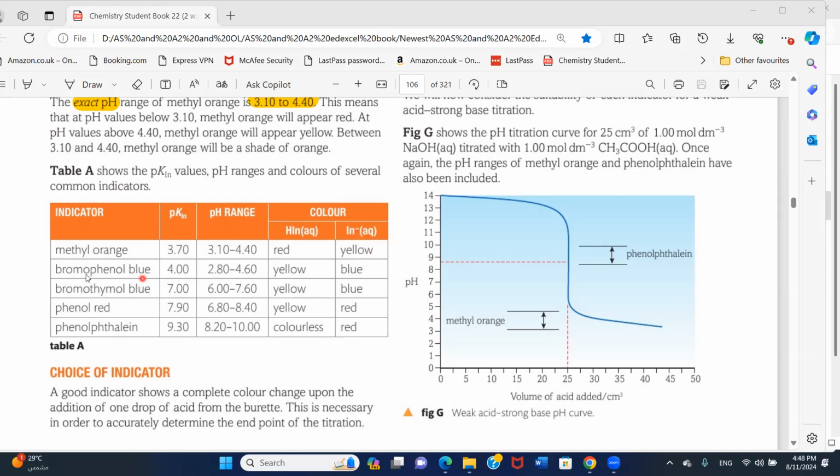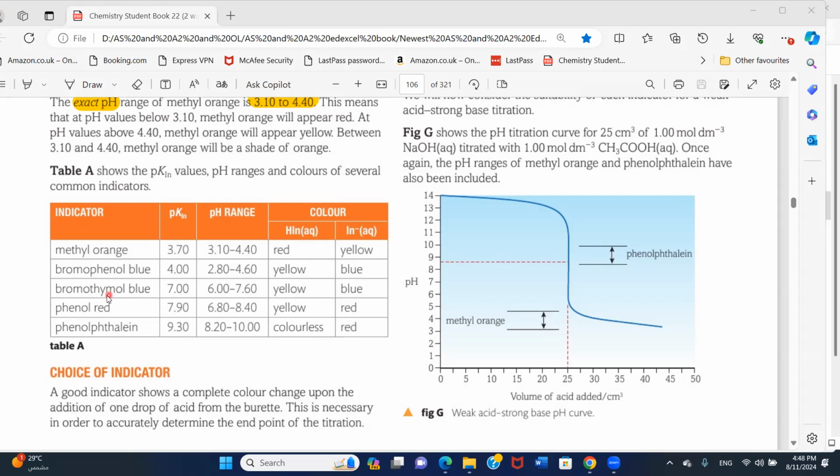The bromophenol blue, this is another indicator that you didn't hear of before. Bromophenol blue has a pH range between 2.8 and 4.6. It means that before pH 2.8, it has a yellow color, and after that, it will have a blue color, and the middle color will be between 2.8 and 4.6. So we say that it changed its color in the pH range from 2.8 to 4.6.